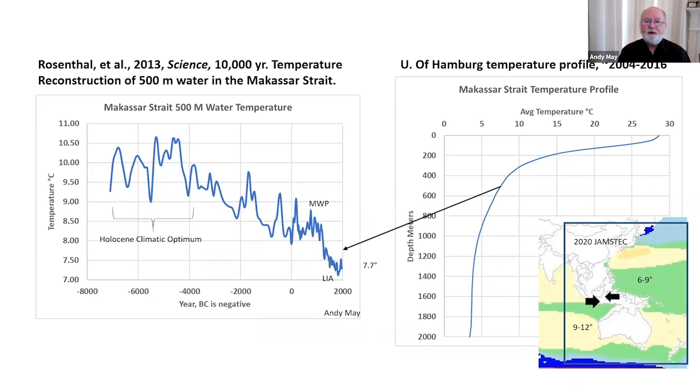So today, we can go to the University of Hamburg temperature profile, the detailed multi-year profile, and look at the Makassar Strait. And we can see that at 500 meters over the period covered, 2004 to 2016, the temperature is 7.7 degrees C, which is about half a degree warmer than it was in 1810. It's not kosher to combine instrumental data with proxy data, but if we were to do that, we would see a half a degree increase in that strait at 500 meters today from the lows of the Little Ice Age.